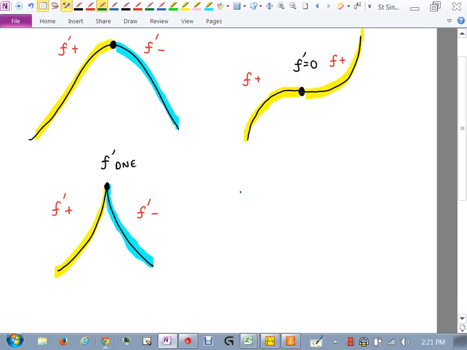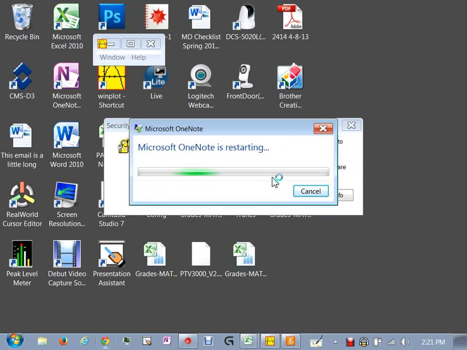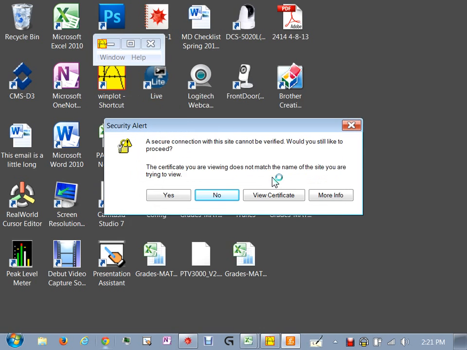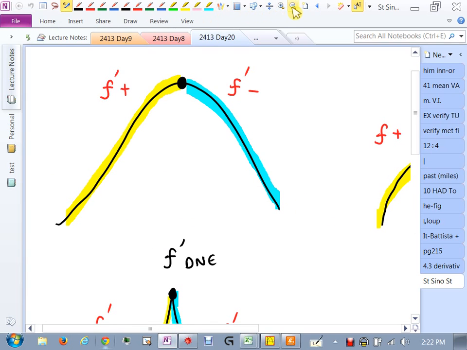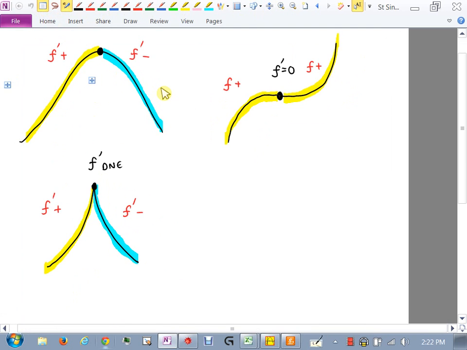How about at low points like this? What's the derivative there? 0. Uh-oh. Wow. I think that's probably the first time that's done that. Okay, I lost that drawing there. Okay, so how about here? What's the derivative here? 0.